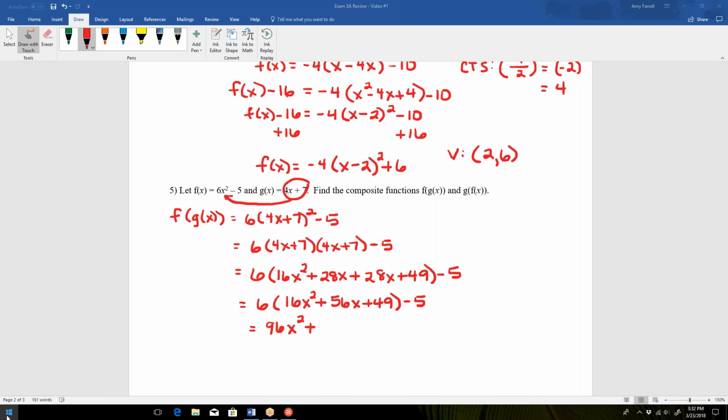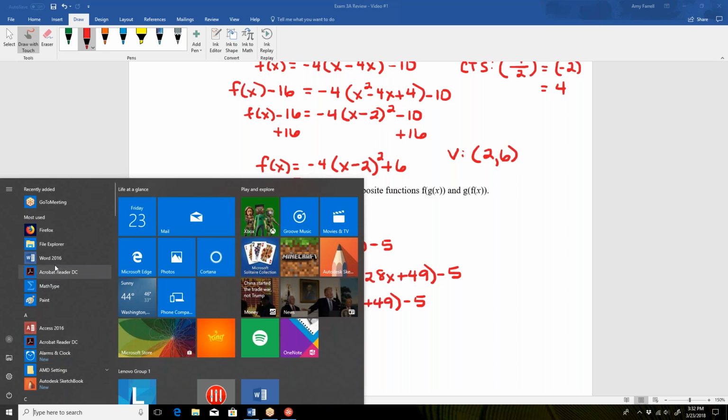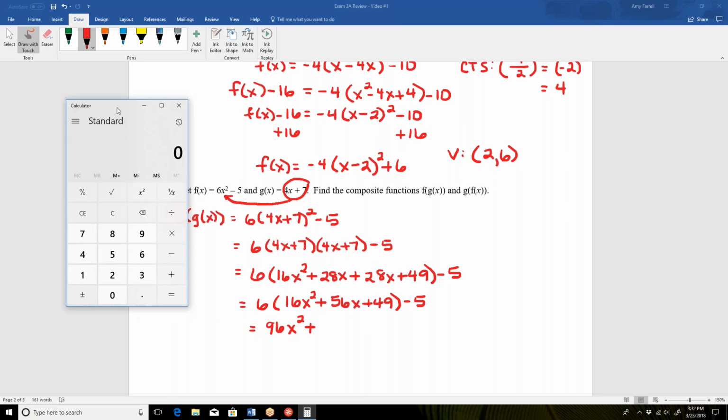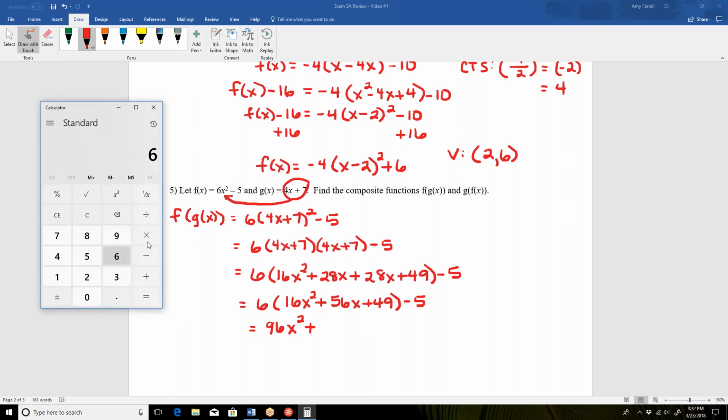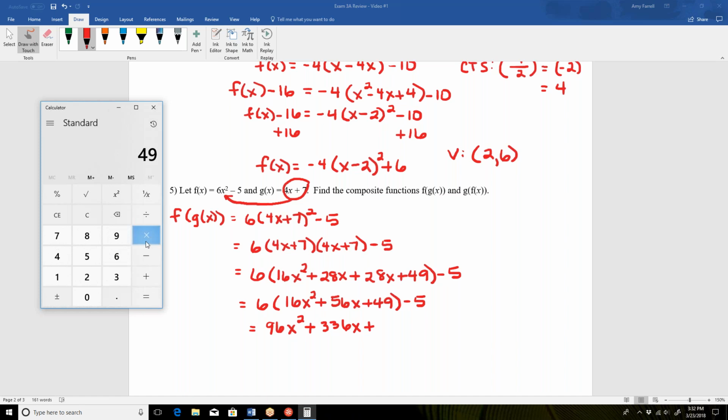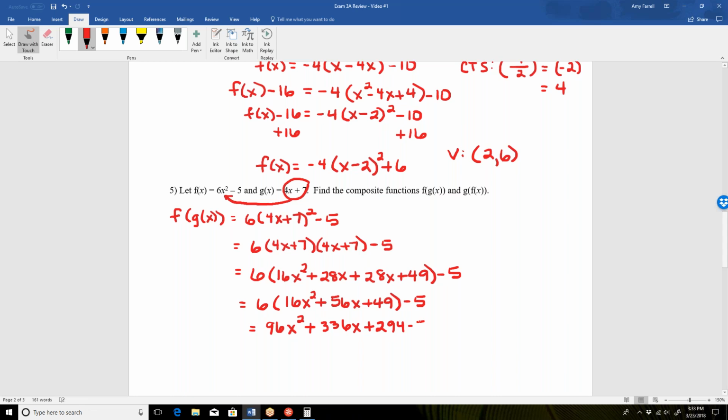Okay. I'm going to pull up my calculator here. Where is my calculator? There it is. Okay, so let's see. I want to take 6 times 56. So that's 336x plus 49 times 6, 294. These are some big numbers. All right, and then minus 5. So final answer after combining like terms would be 96x squared plus 336x plus 289.